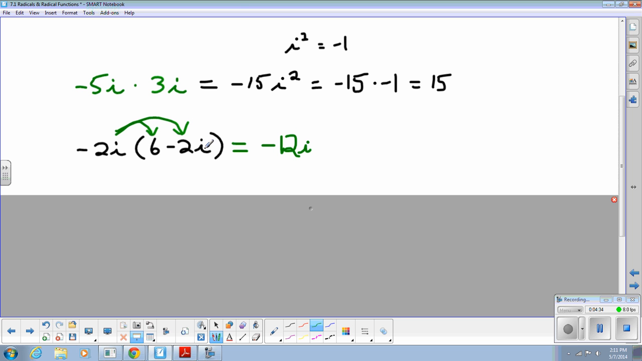Then I have negative 2i times negative 2i. Well, negative 2 times negative 2 is plus 4. And i times i is i squared. Okay. Now, i squared, again, just to review, is also the same as negative 1. So I'm going to change that. So I have a negative 12i plus 4, and what do we say i squared is? i squared is the same as negative 1. So 4 times negative 1 is negative 4.